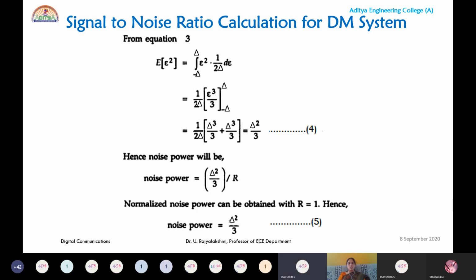Delta square by 12. Yes, it is delta square by 12. So please remember, the quantization error for PCM system is from minus delta by 2 to plus delta by 2, and the quantization noise power is delta square by 12. Here the quantization error range is from minus delta to plus delta, and in the case of delta modulation, the quantization noise power is delta square by 3.